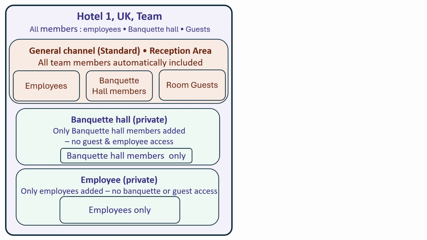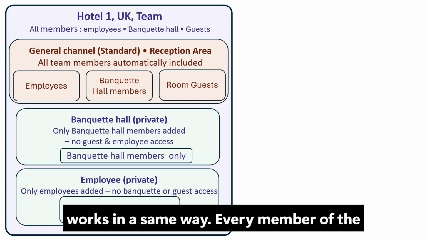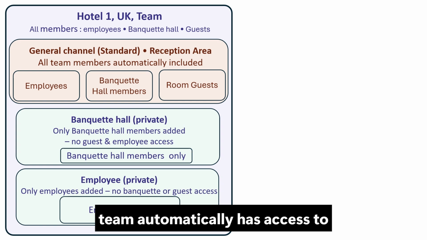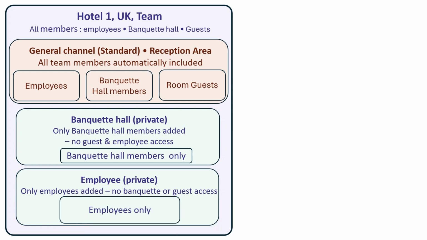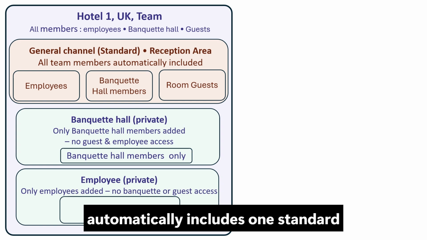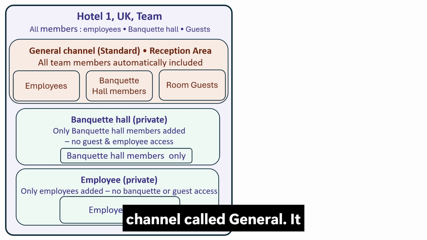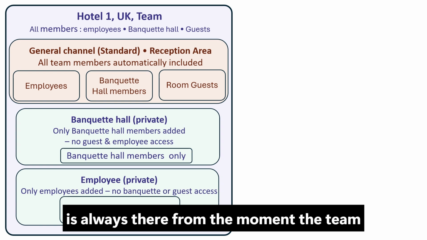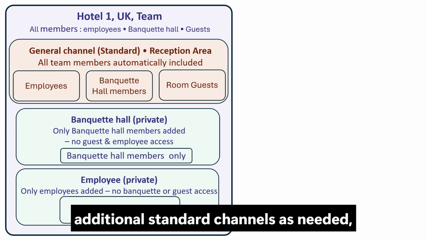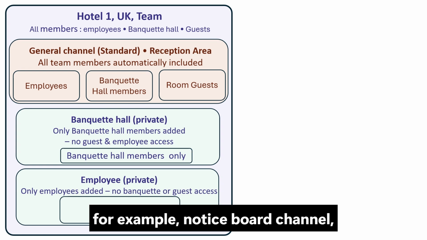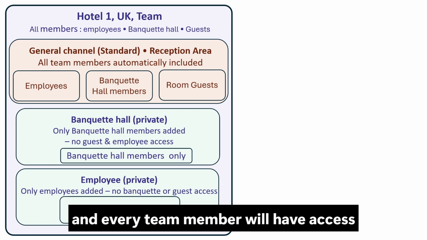Standard channel works in the same way. Every member of the team automatically has access to every standard channel. Every team automatically includes one standard channel called General. It is always there from the moment the team is created. You can also create additional standard channels as needed. For example, a notice board channel. And every team member will have access.